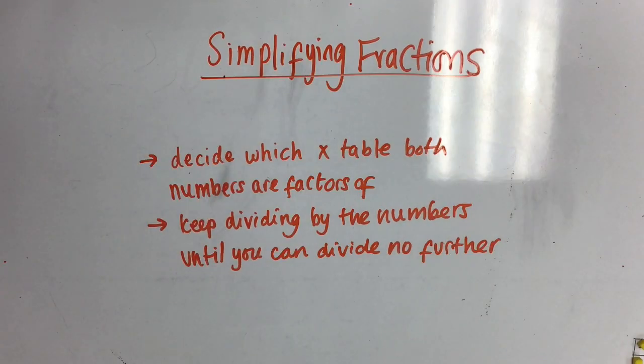So when simplifying fractions, remember these 2 key things. First of all, decide which times table both numbers are factors of. It needs to be the same times table that you divide by. Then keep dividing by the numbers until you can divide no further. Eventually, you'll reach the most simplest form of that fraction.